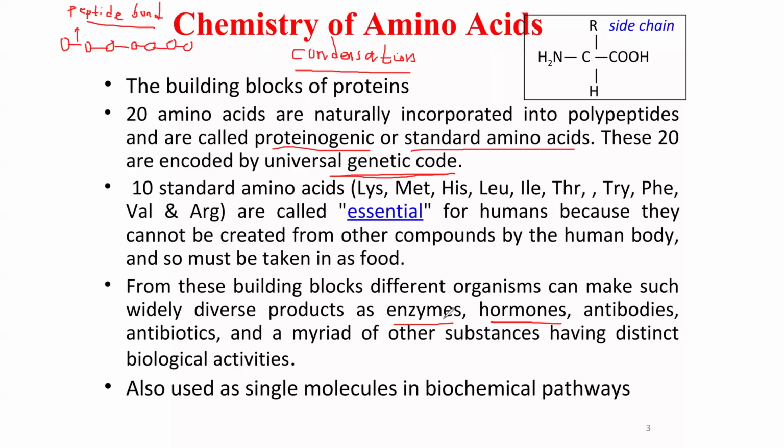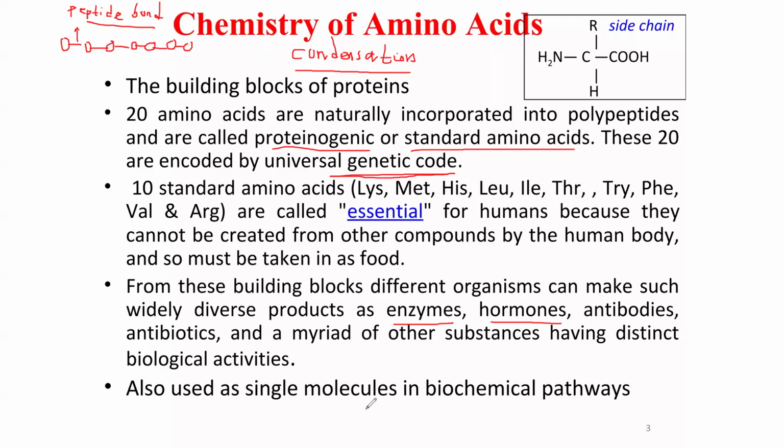Also antibiotics. What are antibiotics? Antibiotics, of course, are compounds or molecules that are used to kill microorganisms. Some of these antibiotics are proteins. It means that they are the products of amino acids. So they have distinct biological activities in the body.